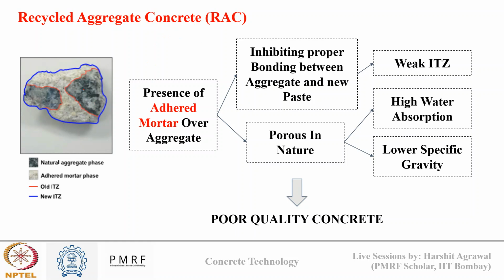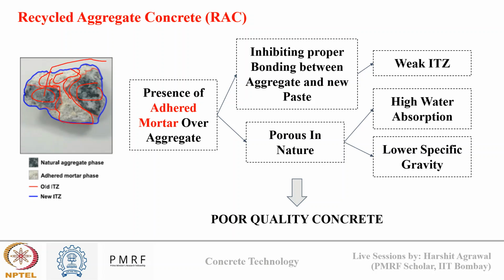And why does this happen? Because of the presence of adhered mortar over the aggregate. So if you see the aggregates that are formed from CND waste, there is already an aggregate plus cement paste system present over the aggregate. The cement paste is already adhered over the aggregate. So you can see here there is cement paste already present over the aggregate, but here there is no cement paste present over the aggregate. So what this adhered cement paste or mortar does, it weakens the bonding between new cement.